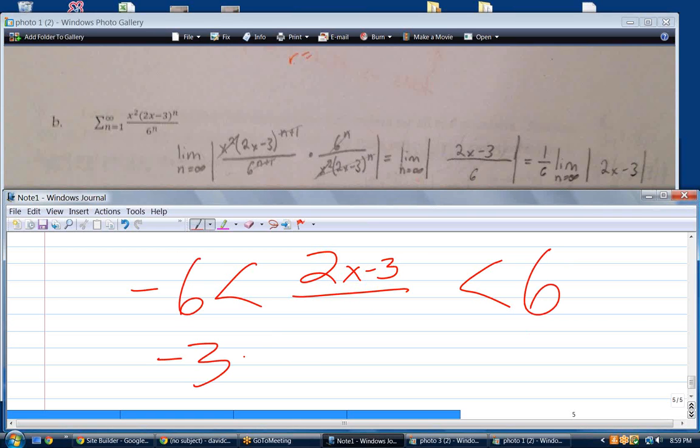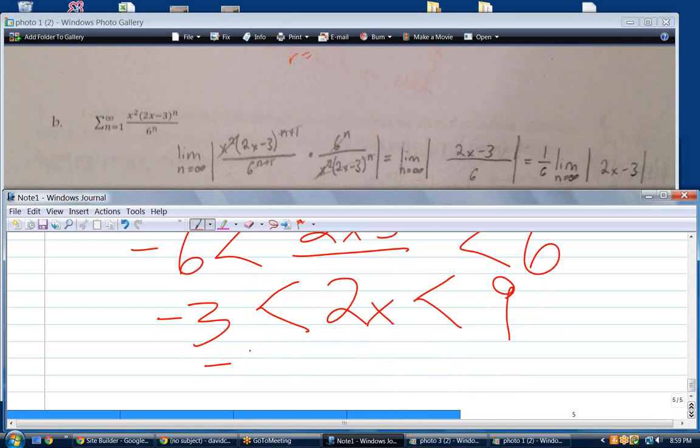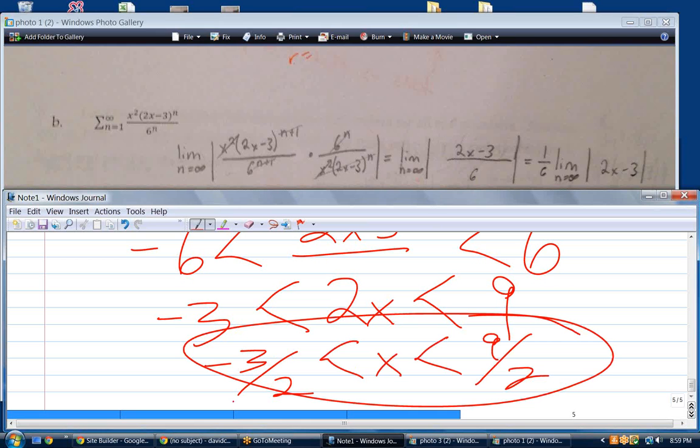So we're going to go, and now we're going to divide everything by 2. So the interval of convergence, I think, is that. -3/2 to 9/2. Yeah, that looks right.